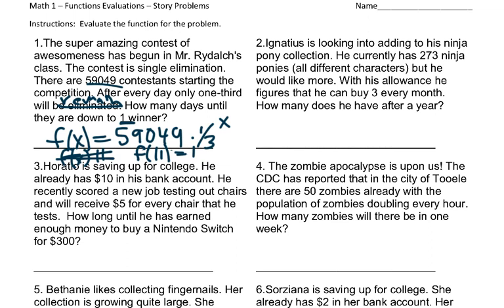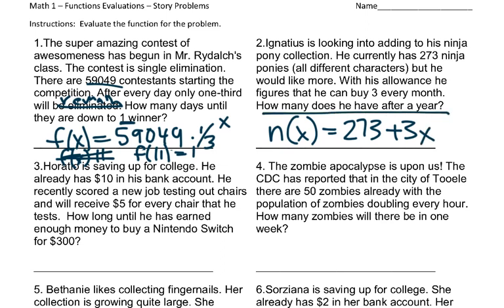Okay, number 2, Ignatius is looking into adding to his ninja pony collection. He currently has 273 ninja ponies, but he would like more. With his allowance, he figures he can buy 3 every month, okay? How many does he have after a year? Well, let's make this one n of x for ninjas, okay? He started with 273. He's adding 3 every month, so 3x. Okay, how many will he have after a year?